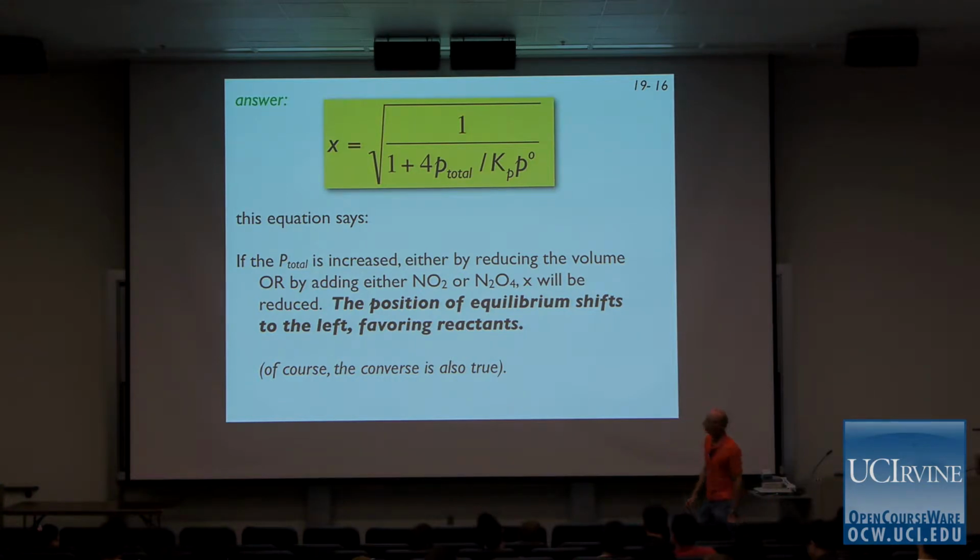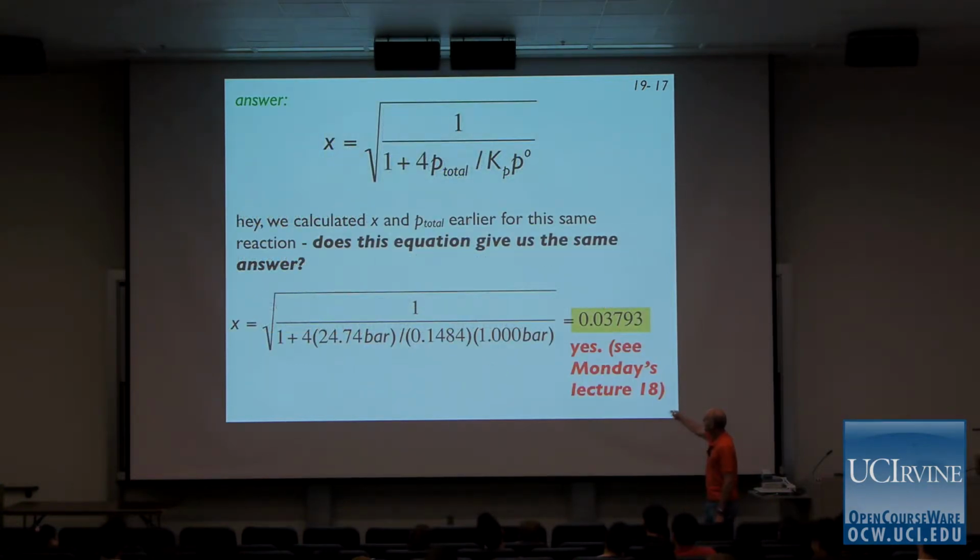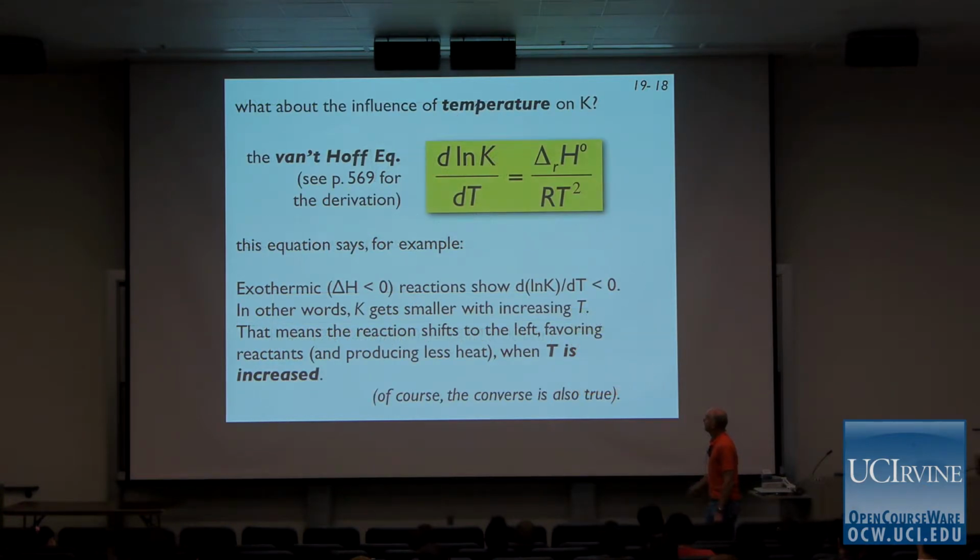It wasn't too difficult. On Monday, we actually calculated the position of equilibrium using these sets of conditions, and we did that by solving the quadratic formula on Monday, but this equation can be used to arrive at exactly the same conclusion. That's the same value for X that we got on Monday. Means we probably did it correctly. Okay, so that's the effect of pressure.